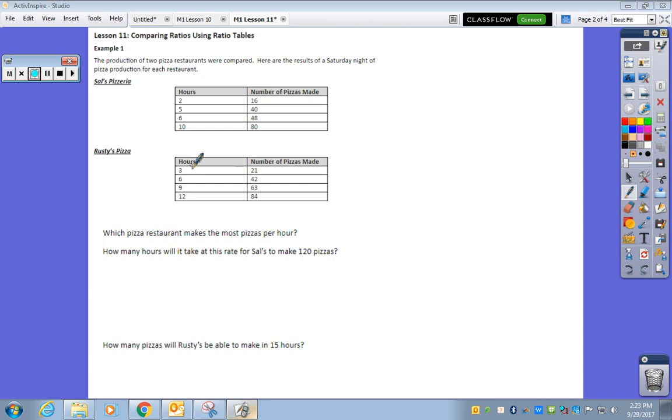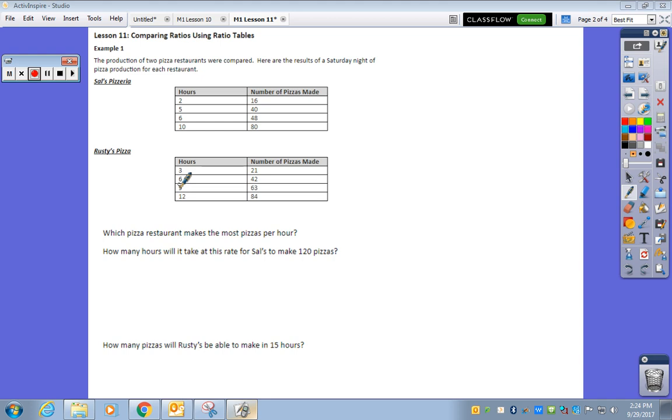And then in Rusty's Pizza, it's 3, 6, 9, 12. So there are different things that we're counting by in each of the tables. And if you notice, there is one similar number, the 6 hours, where we could be comparing information. But we're going to see what you can do if there were not any common numbers. So we'll look at it with that 6 hours in both tables, and then what would happen if we didn't have the same number in each table.